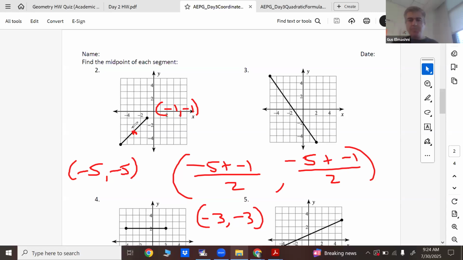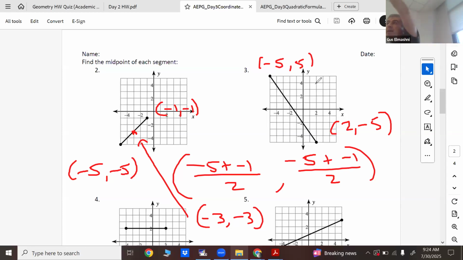So like this one here. Remember 3, and I'll have you guys try the other ones in a moment. So that's -5, comma 5. That's 2, comma -5. Okay, great. So if you just kind of count it, what's halfway between 5 and -5? What's halfway between the y coordinates? You have 5 here and -5 here. What's halfway between? 0, right?